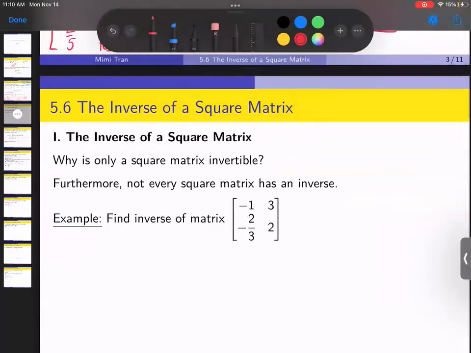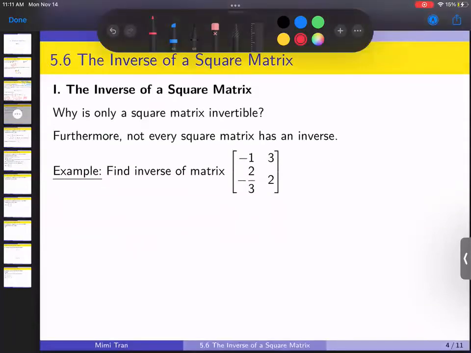Now, furthermore, not every square matrix has an inverse. It's kind of like functions, not all functions have an inverse. For example, y equals x squared is a function, but if you don't restrict the domain, it does not have an inverse function. So not all square matrices have an inverse. Same idea. All right, let's find the inverse of this matrix.